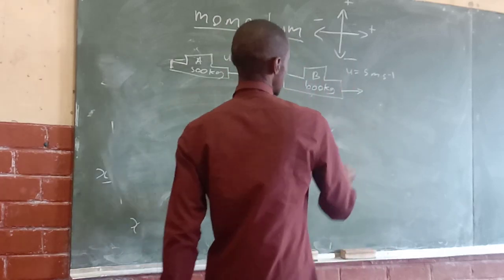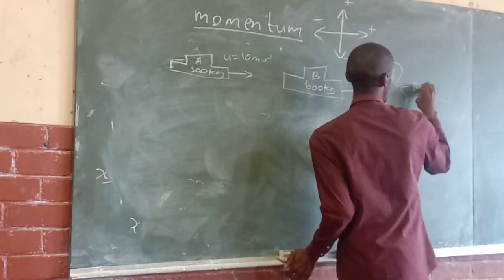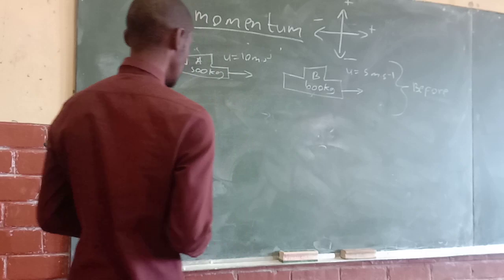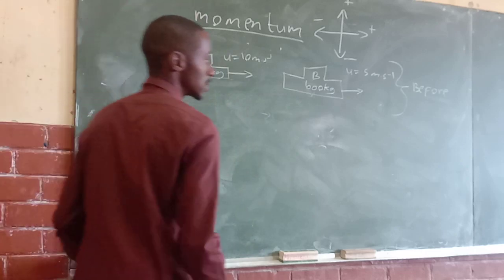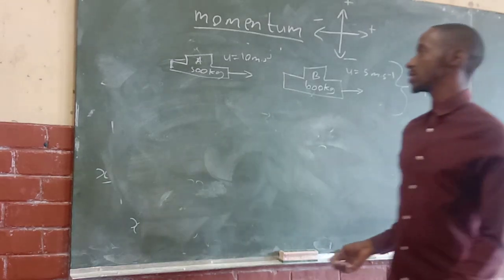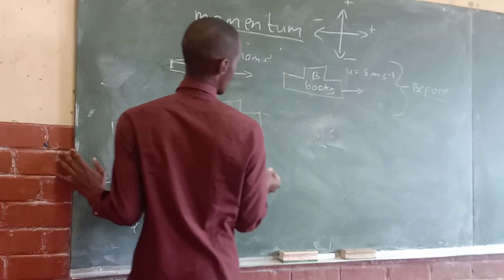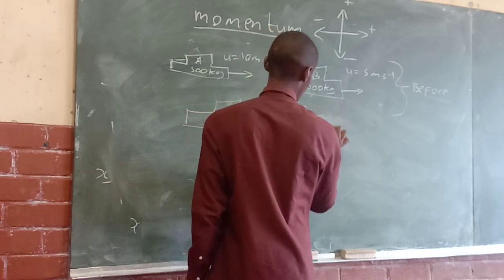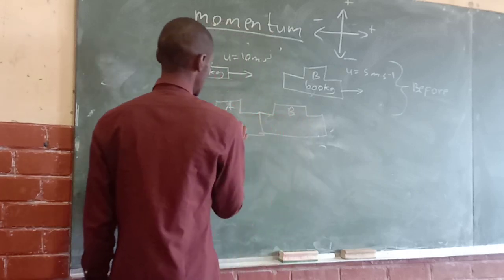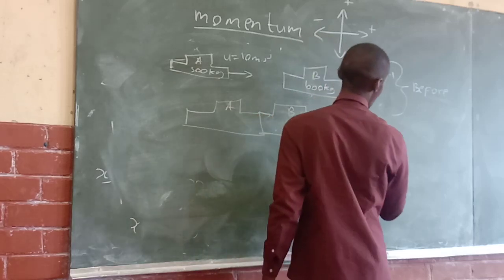Okay, so this is the first part of my question. I'll name this part as before any collision. And then in my second scenario, we find that car A has now collided with car B in such a way that they have joined. I'll name this scenario as after.